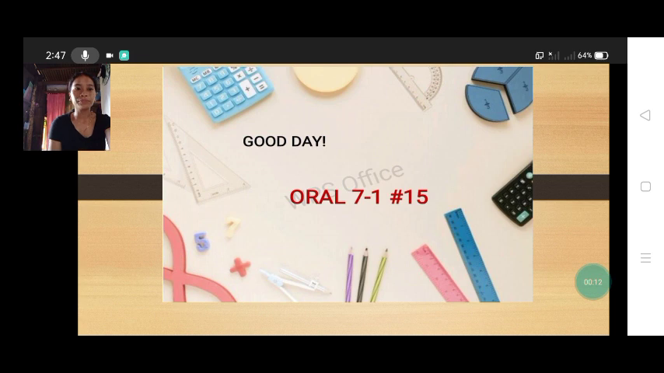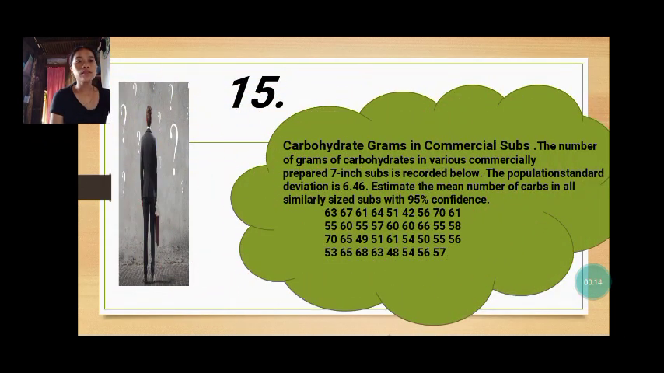Number 15. So here is the problem. Carbohydrate grams in commercial subs. The number of grams of carbohydrates in various commercially prepared 7-inch subs is recorded below. The population standard deviation is 6.46. Estimate the mean number of carbs in all similarly sized subs with 95% confidence.